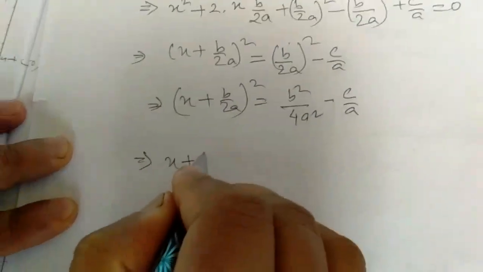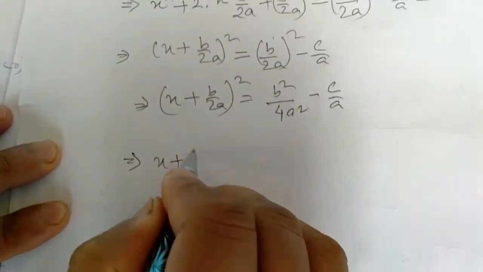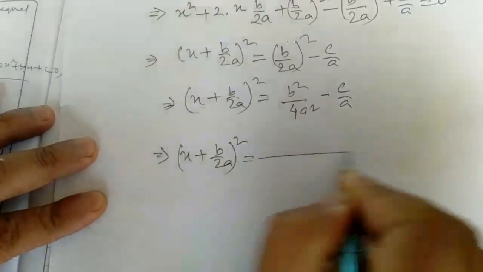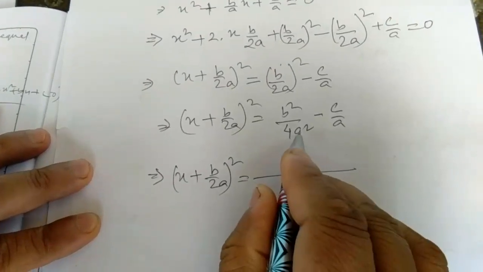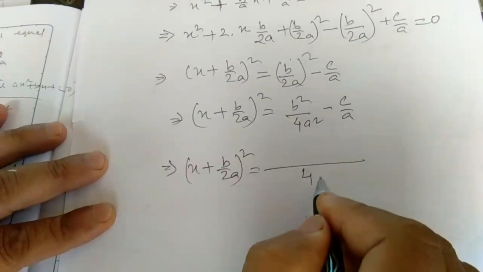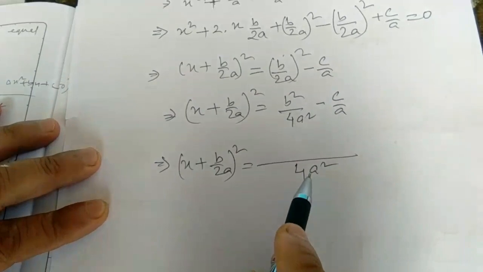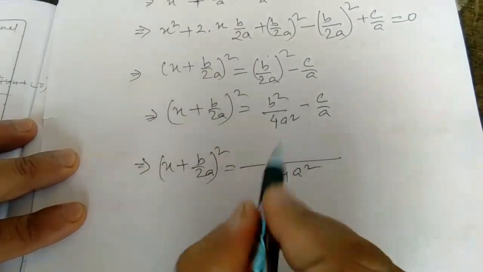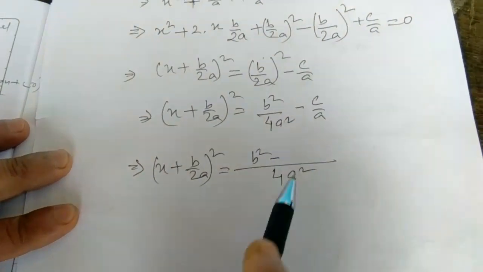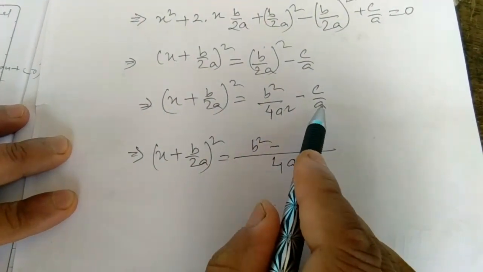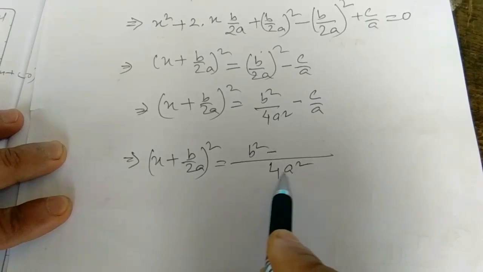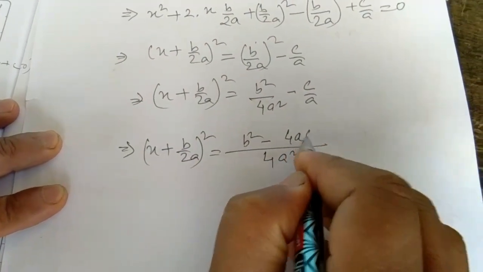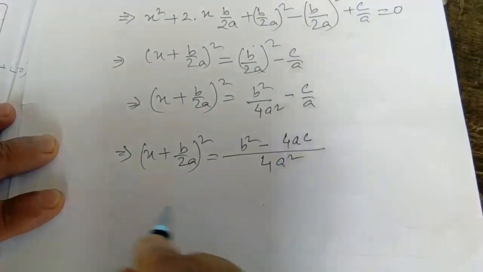Next, x plus b by twice a whole square. Take LCM here. Here 4 a square, here it is a only, so 4 a square is the LCM. If you divide this LCM by this, you will get 1 only. 1 into b square, it is b square minus. If you divide this LCM by this a, a will cancel, 4a will remain. 4a into c, it will become 4ac.